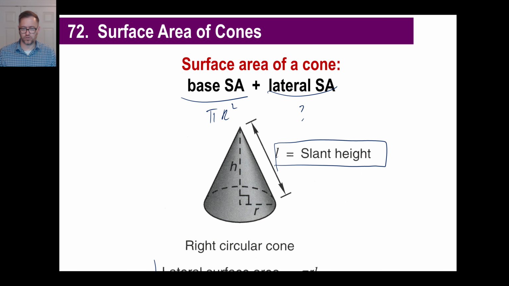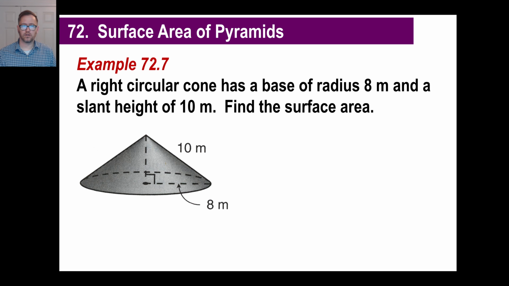The lateral surface area, this is what you want to write down. Write this down. To find lateral surface area of a cone, you're going to multiply pi times the radius times L, which is the slant height. And of course, they're going to give you the slant height in these problems, so you can actually do the problem. All right? So let's take a look at one.